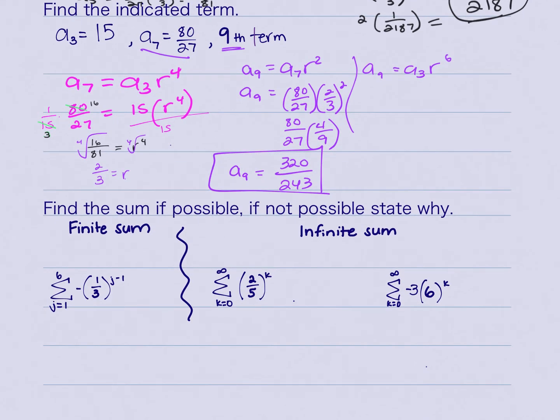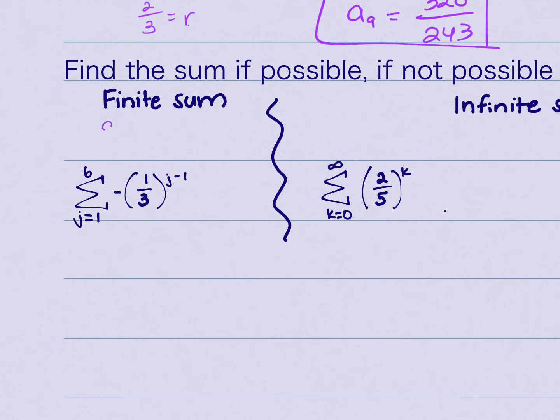Okay, then came the geometric sums, and remember there were 2 kinds. The first is finite. For this one, we do a1 times (1 minus r to the n) over (1 minus r). Finite meaning I have an n at the top. It's not infinity at the top.